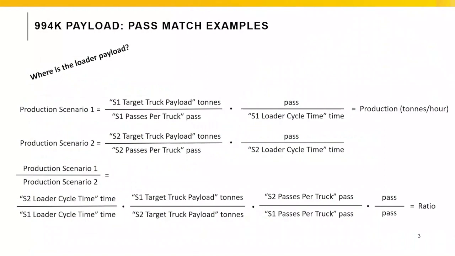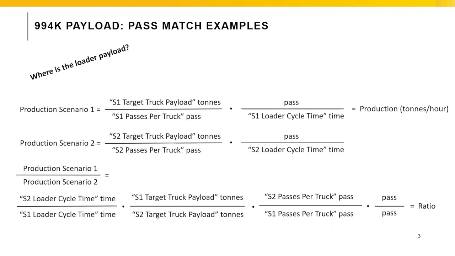So let's see why this is important. Getting into a little bit of the math. This isn't a math lesson, but if we want to find out what our production of our wheel loader is going to be, the first question that would come up, looking at these equations, is where's the wheel loader payload? And the answer, looking at production scenario number one, is the target truck payload divided by the passes per truck is the wheel loader payload.